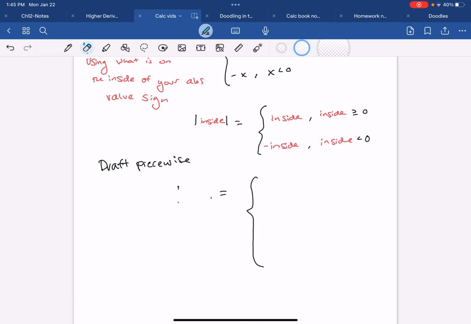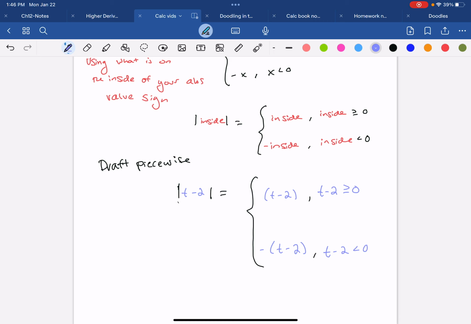Oops, I messed that up a little bit. So we have t minus 2 here. T minus 2 is our inside. So we have positive t minus 2, and then we're going to set a negative on the outside, negative t minus 2. And then comma. So now we're going to have t minus 2 is greater than or equal to 0, and then t minus 2 is less than 0. Looking at this, we want to find what t is.